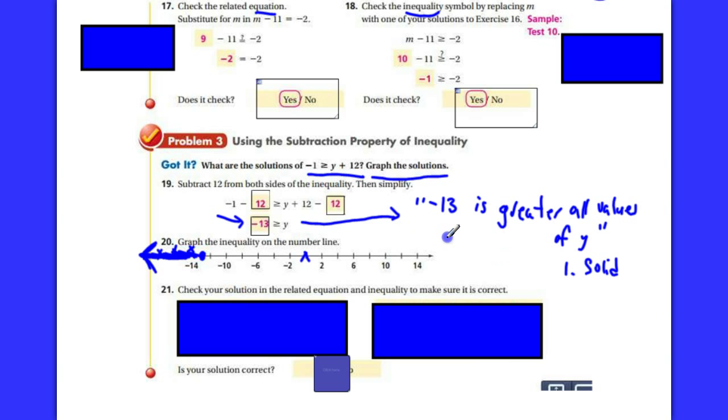Now you could have rewritten that as y is less than or equal to -13. If you flip the sides around, you can reverse the sign, you have the same thing.